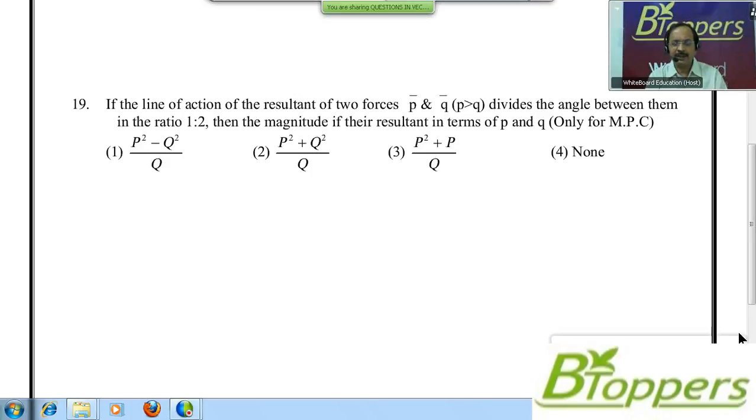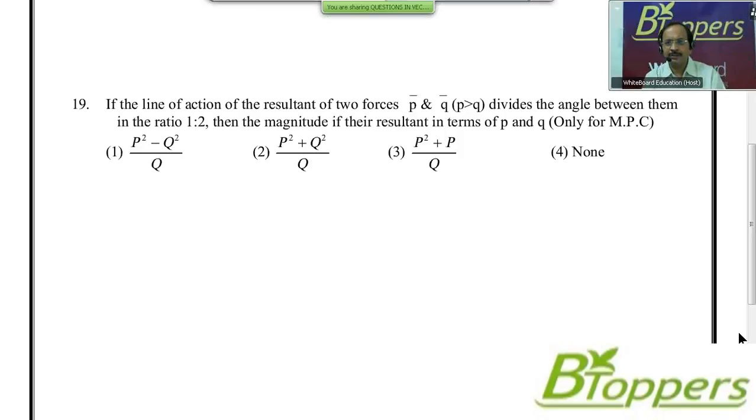Then the magnitude of their resultant in terms of P and Q is, four options are given. First option, P square minus Q square by Q; second option, P square plus Q square by Q; third option, P square plus P whole divided by Q; fourth option, none.